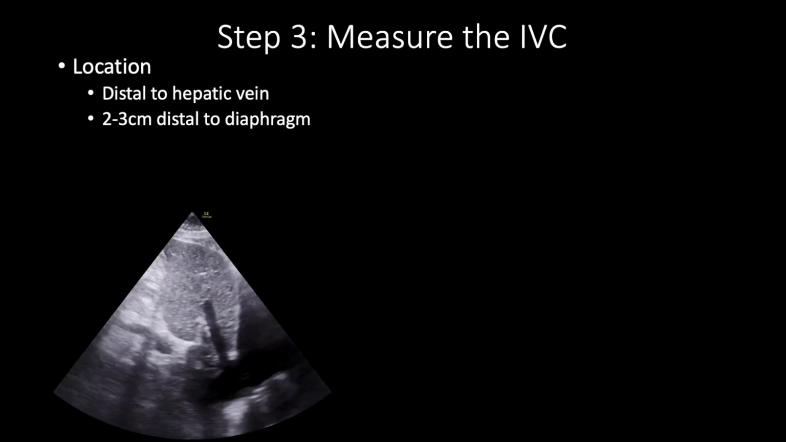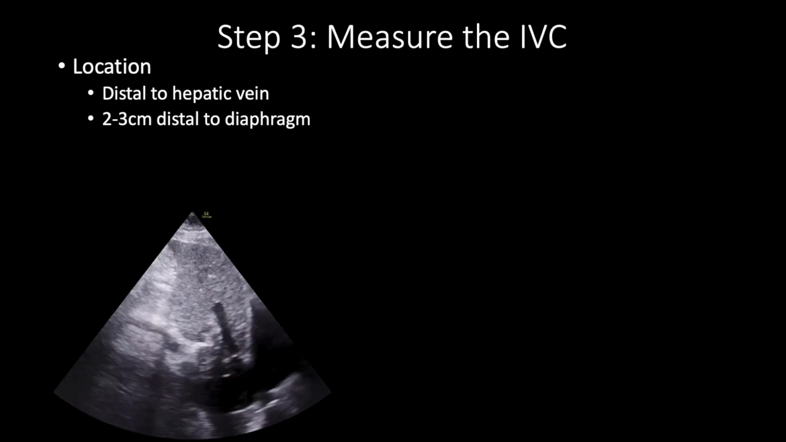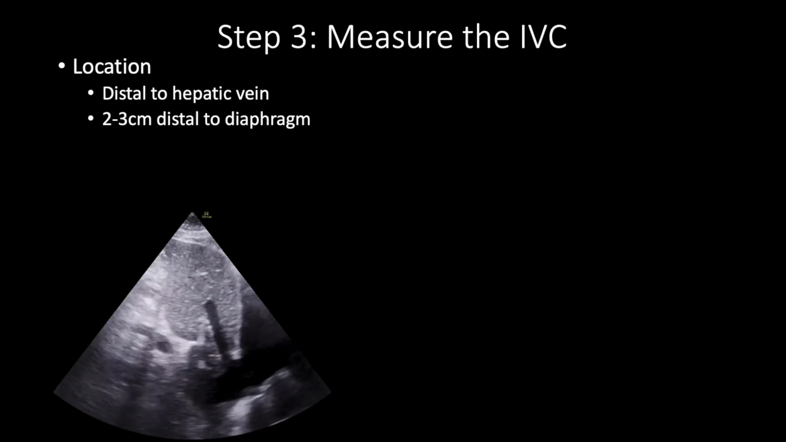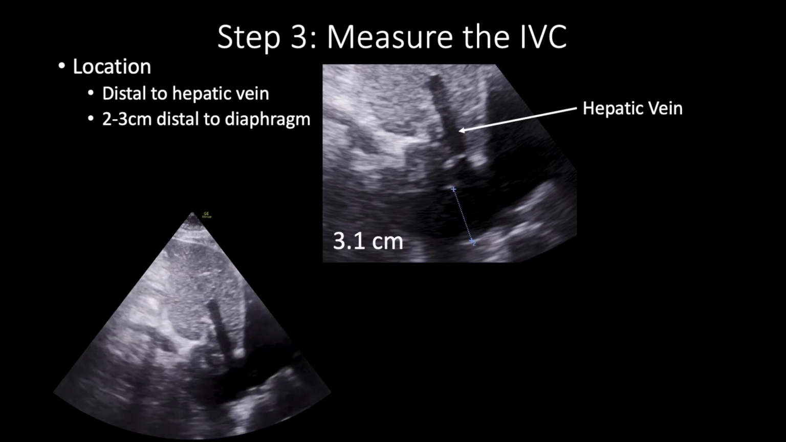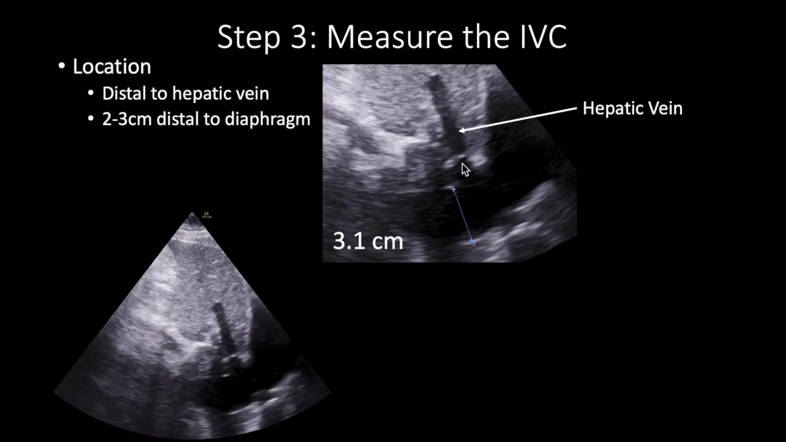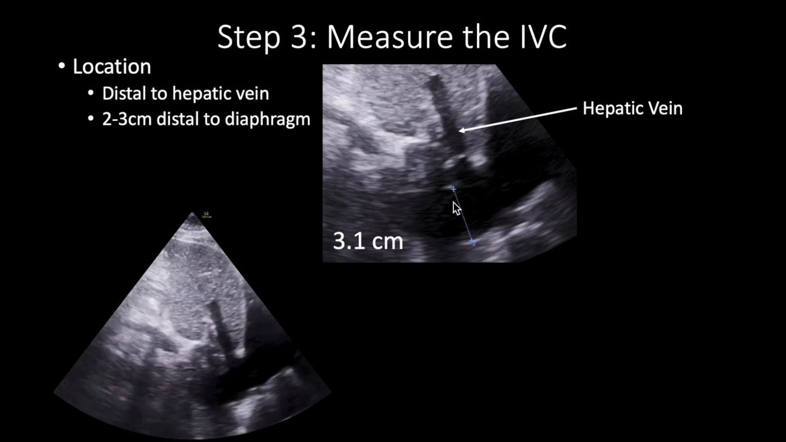Once we've found the IVC, next we have to measure it. Where to measure? The location's important, and you want to measure in the same spot every time. So we're going to measure distal to the hepatic vein. You can see the hepatic vein here, and we're measuring just on the other side of it.